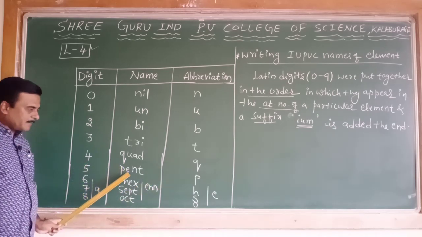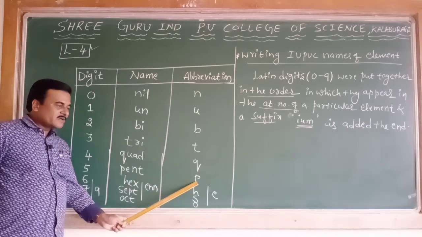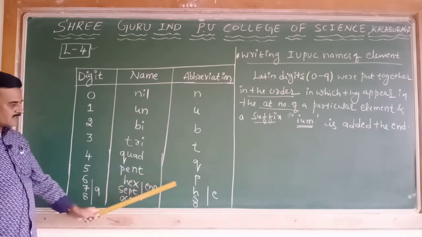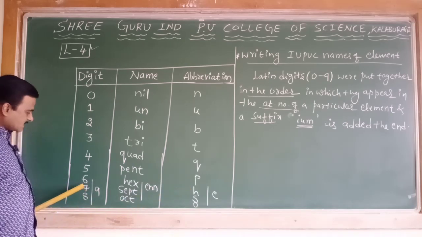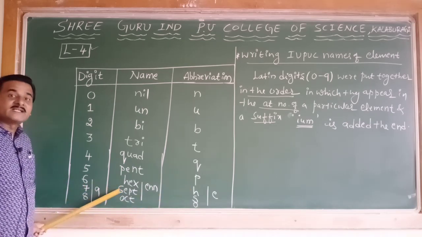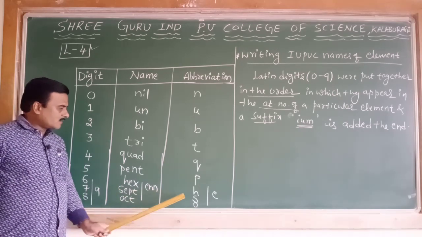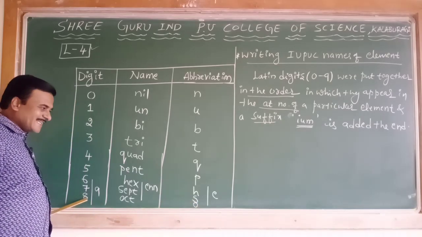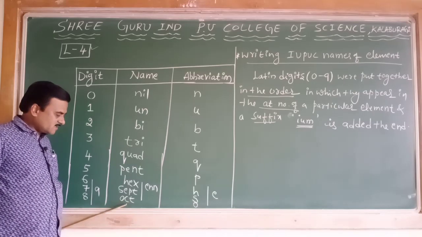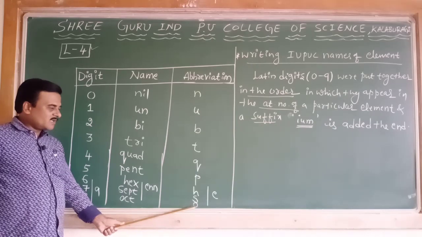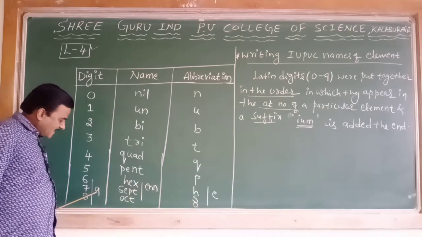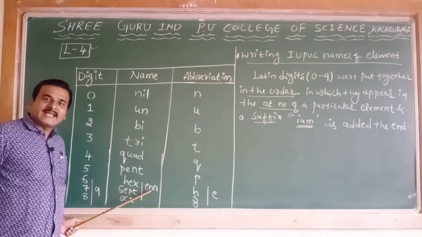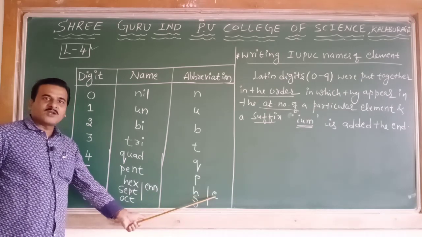5, pent, symbol P. 6, hex, symbol H. 7, name sept, S-E-P-T, sept, symbol S. 8, digit 8, name oct, O-C-T, oct, symbol O. 9, digit 9, name enn, E-N-N, enn, symbol E.